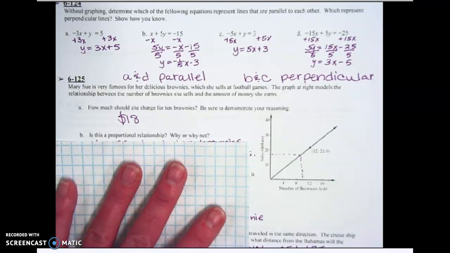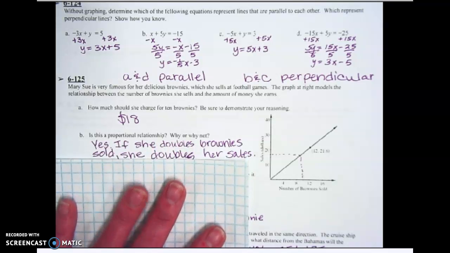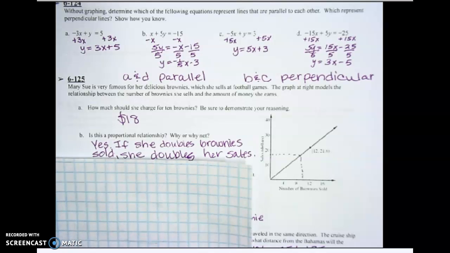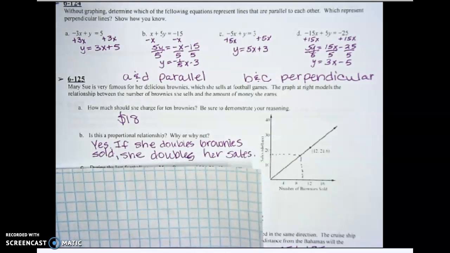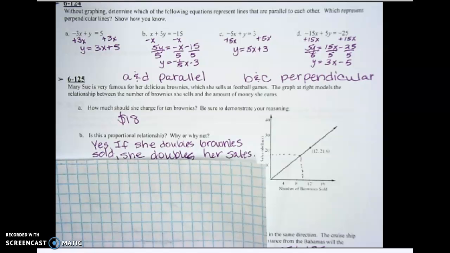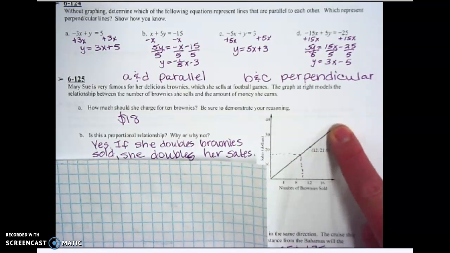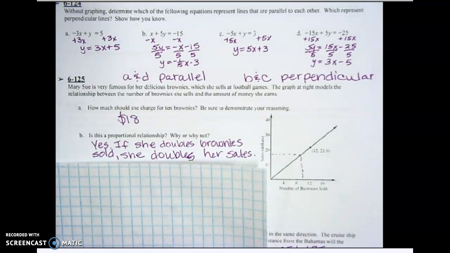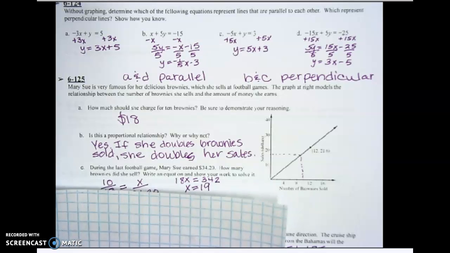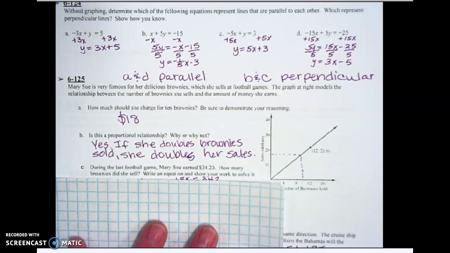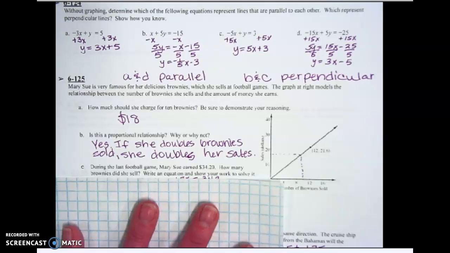Okay. Is this a proportional relationship? Why or why not? I said yes, it is proportional, because if she doubles brownies sold, she's going to double her sales. Okay. It's going up at a constant rate. So it is proportional. The more she sells, the more money she's going to make.